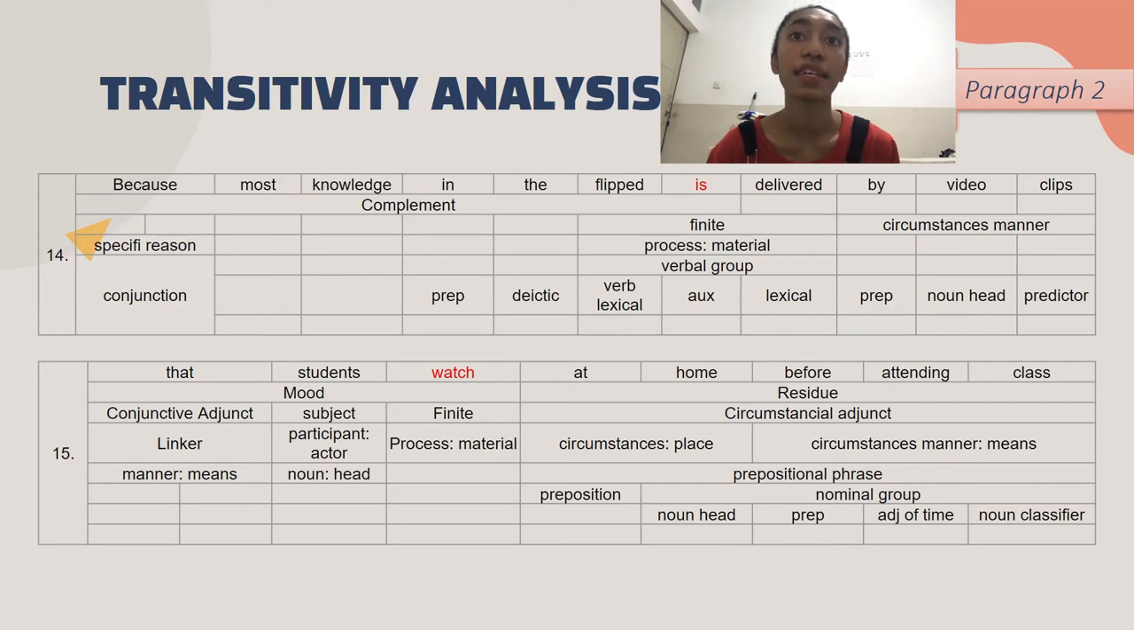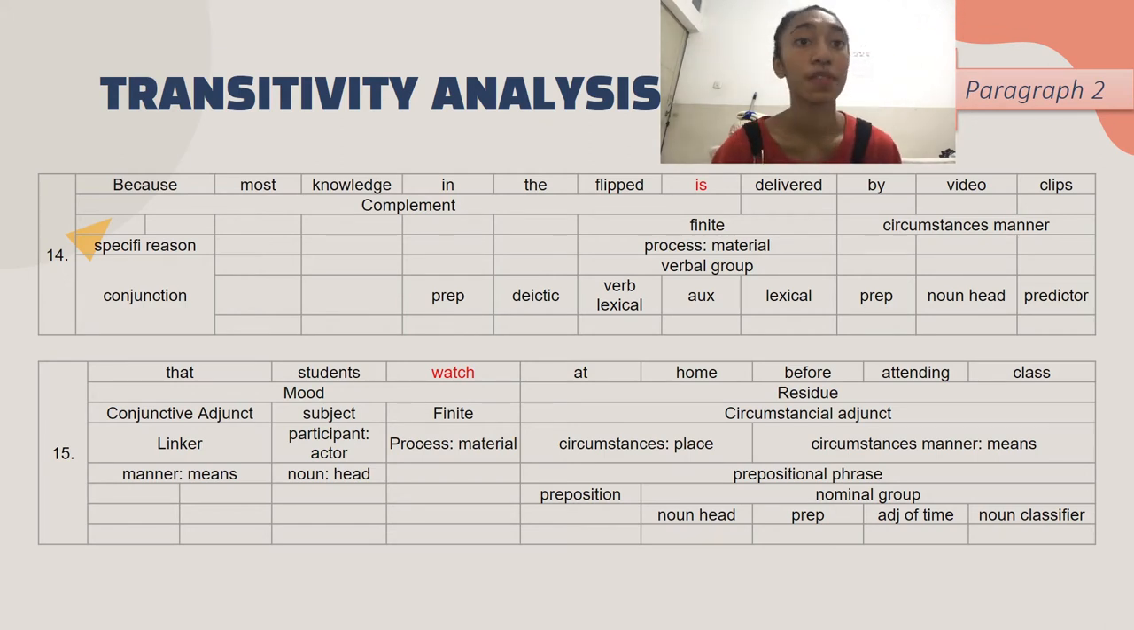The second clause is: that student watch at home before attending class. That student watch is the mood, at home before attending class is the residue. That is a conjunctive adjunct, a linker, and the manner is means. Student is the subject of this clause, which is a participant actor, and the noun is head. Watch is a verb, finite, the process is material.